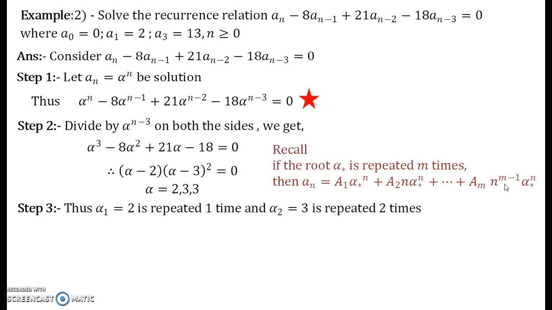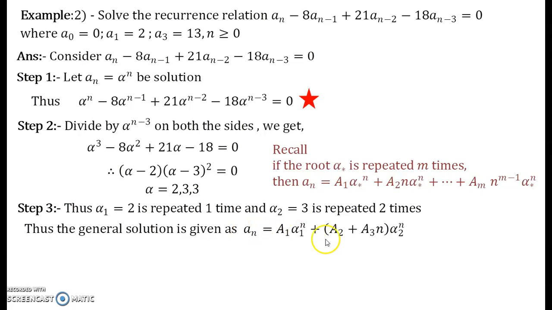But I had also promised one line that I shall explain in this video lecture, that a linear combination of such solutions is also a solution to the recurrence relation. That is the line that is going to come into the picture. First of all, let me write the general solution: a_n equals a1 alpha 1 to the power n plus (a2 plus a3 n) times alpha 2 to the power n. Does this come? Let us see.